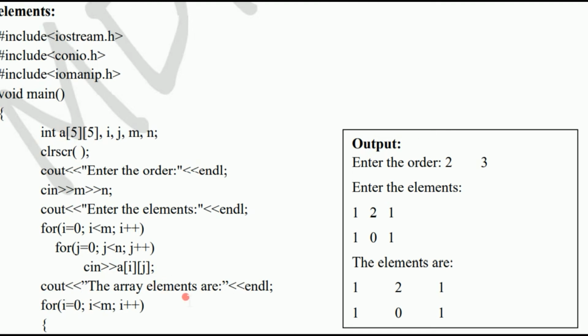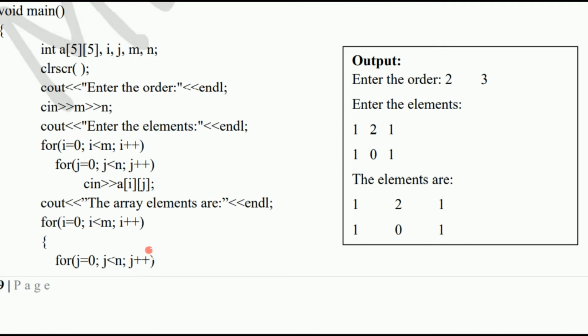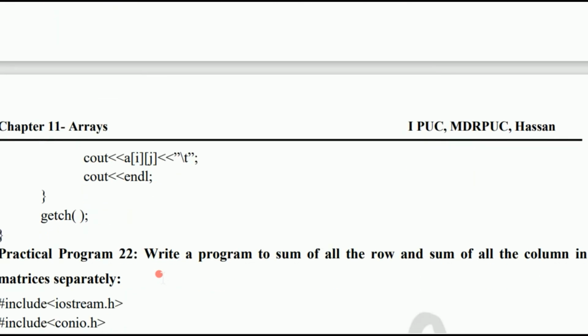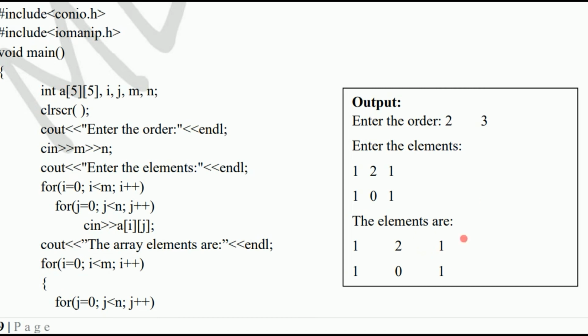See, the output is: the array elements are, for I is equal to 0, I less than m, I plus plus. J is equal to 0, j less than n, j plus plus. Then we can take cout A of ij and then cout endl. We can use backslash n. We can input the values and we can display those values on the basis of order.